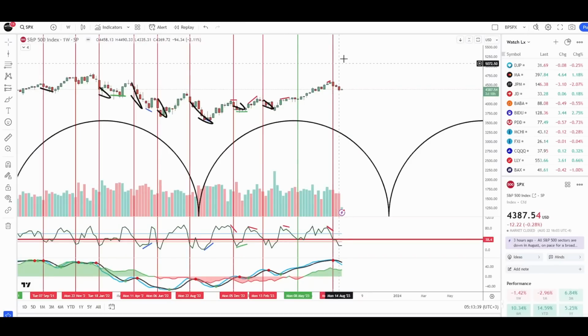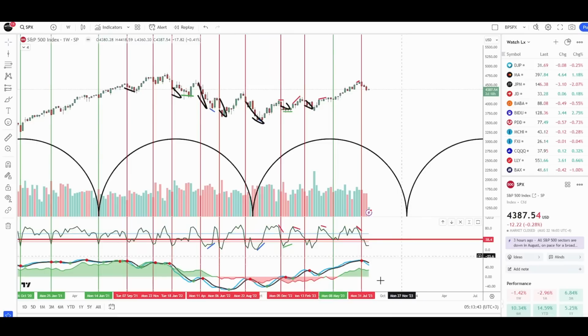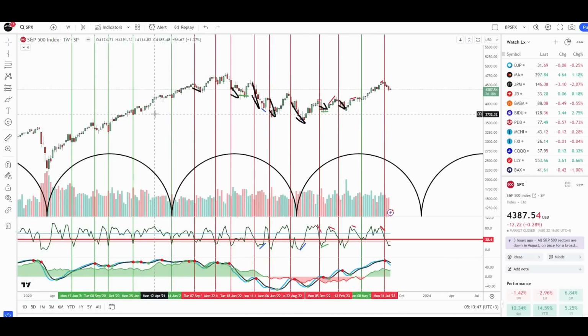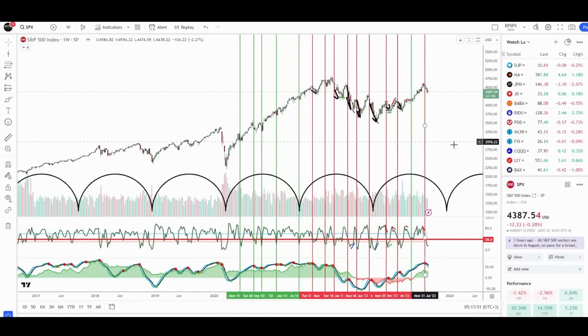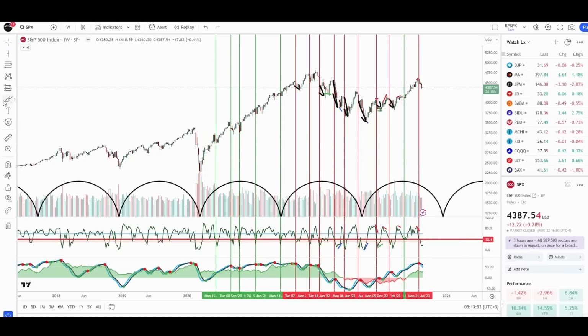Let's talk about the BPSPX. This is the BPSPX. Down here below that is the Money Time Machine buy and sell signal. Up top is the S&P 500. These cycles are my own cycle analysis on the SPX index. They mark major bottoms in the market.